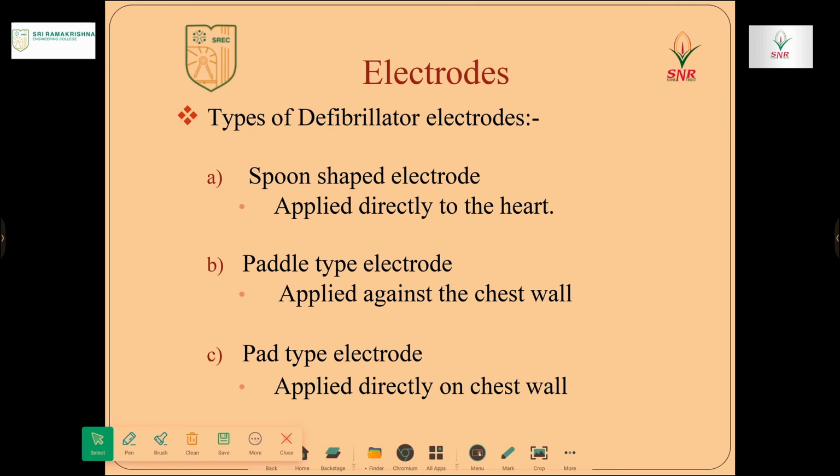Electrodes. Next we have to see the electrodes. There are different types of electrodes used. The first one is spoon shape, the second one is paddle type electrodes, and the third one is pad type electrodes. Spoon shaped electrodes are applied directly towards the heart. Paddle type electrodes are applied against the chest wall. Pad type electrodes are applied directly on the chest wall.